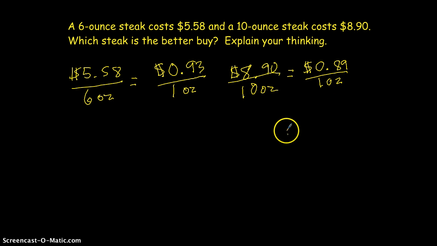So in this case, it looks like the better buy would be the 10-ounce steak at $0.89 an ounce. And to explain my thinking, well, I found the unit rates, I found out how much money each ounce cost, and by doing that, I was able to see that the 10-ounce steak had a cheaper unit rate.